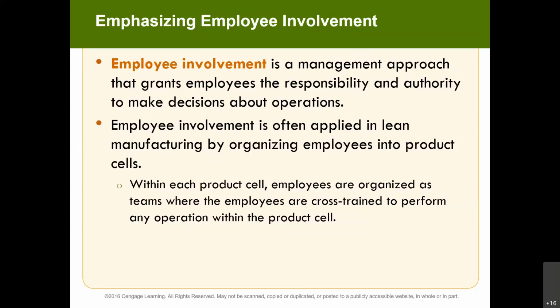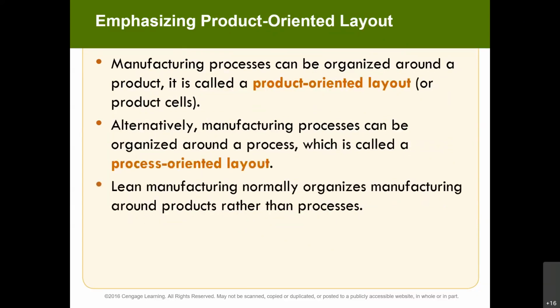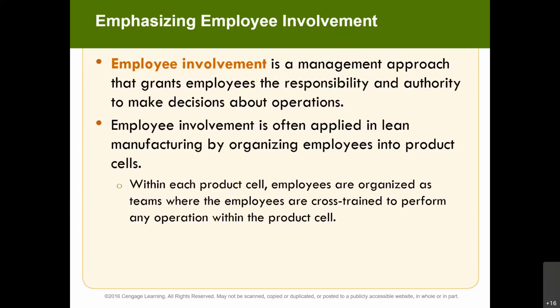So employee involvement is management's approach that grants employees the responsibility and authority to make these types of decisions about operations. Employee involvement is often applied in lean manufacturing by organizing employees into product cells. Within each product cell, or again, product cell is another word for product-oriented layout, right? Within each product-oriented layout or product cell, employees are organized as teams where the employees are cross-trained to perform any operation within that product cell. So in Elias's situation, Elias is trained in both accounts payable and accounts receivable. So from that perspective, he can do both functions, which makes the organization more efficient.